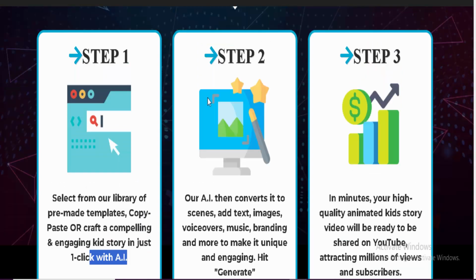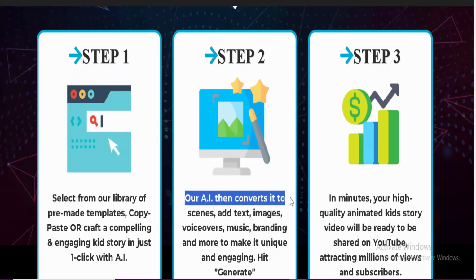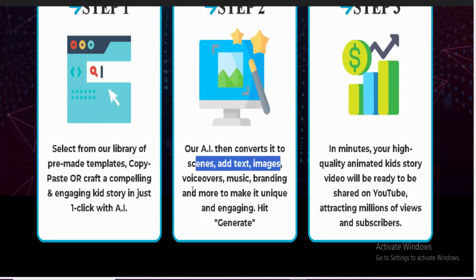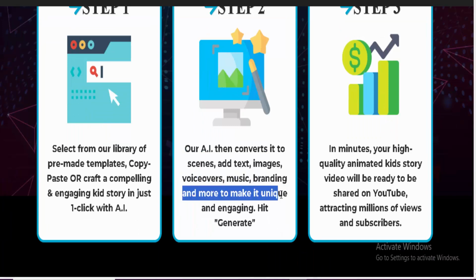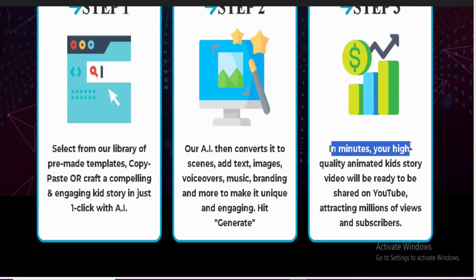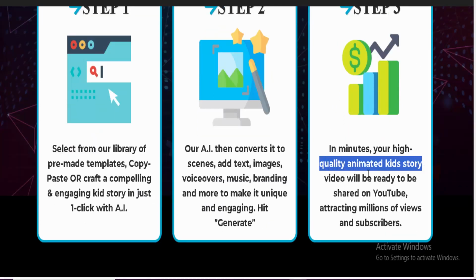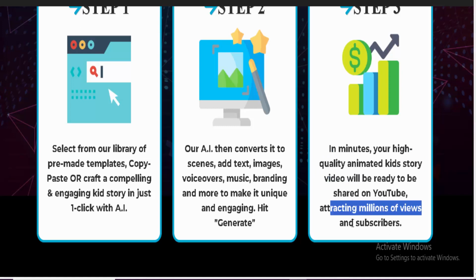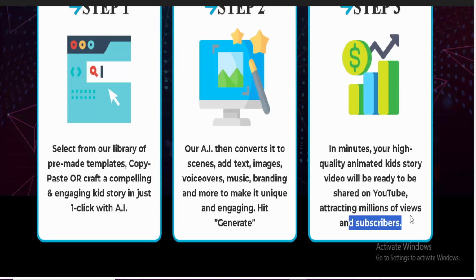Step 2. Our AI then converts it to scenes, adds text, images, voiceovers, music, branding and more to make it unique and engaging. Hit generate. Step 3. In minutes, your high-quality animated kids story video will be ready to be shared on YouTube, attracting millions of views and subscribers.